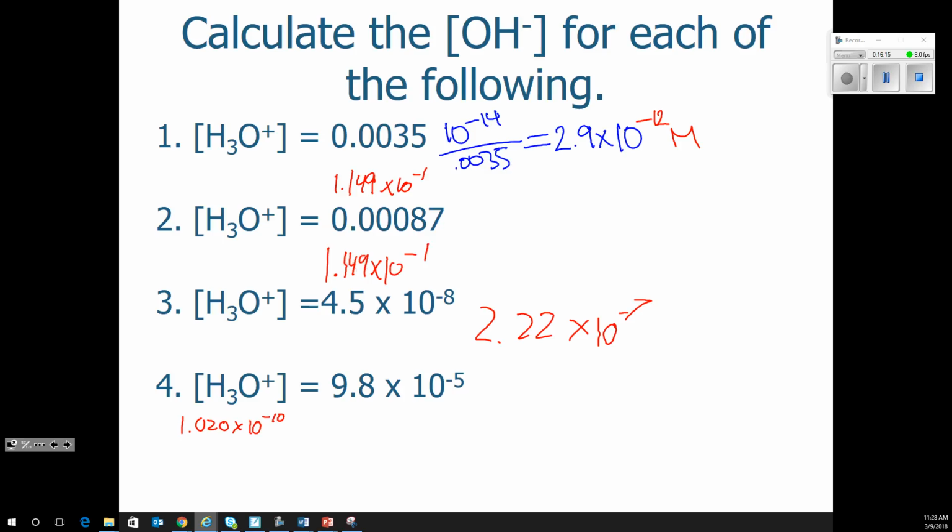Okay, we're going to do thumbs up, thumbs down again. They should have molarity with them still. So on number 1, did you get 2.9 times 10 to the minus 12? Thumbs up or thumbs down? Okay, good. What about number 2? Thumbs up or thumbs down? Okay, number 3. Ooh, I see a couple thumbs down. We might want to check that one. Number 4. Okay, mostly thumbs up. Most of you are thumbs up, but we had 1 or 2 thumbs down. So those of you with thumbs down, double check it.